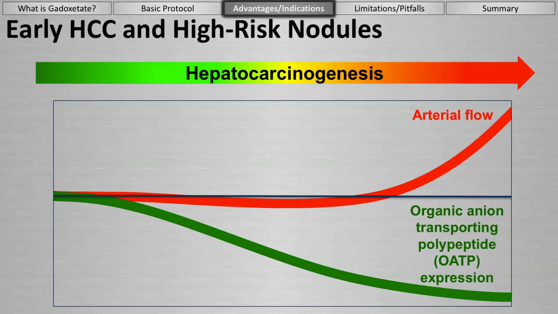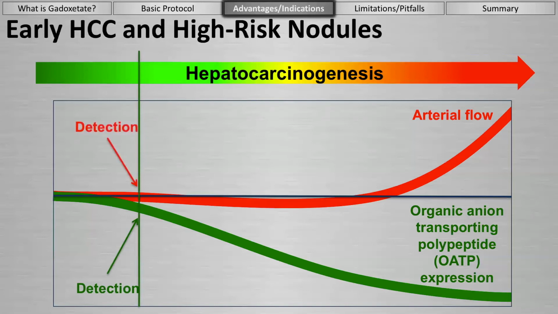So if we wanted to pick up pre-malignant nodules, we could pick them up by targeting OATP, and these nodules will look darker than background liver very early in the course of their malignant transformation. But if we're trying to detect nodules by arterial flow, we can't detect them this early, can we? Because notice that at this point, the arterial flow is the same as that of background liver. We can't detect cancers by arterial flow until later in carcinogenesis.